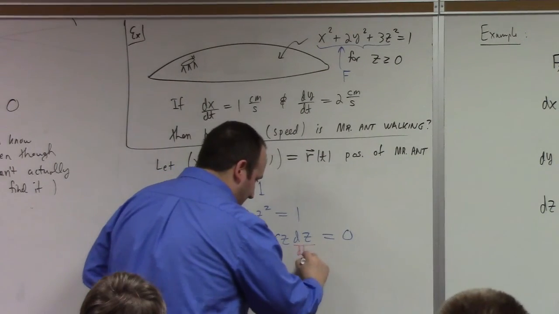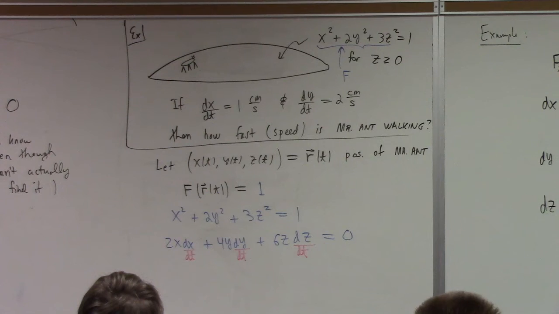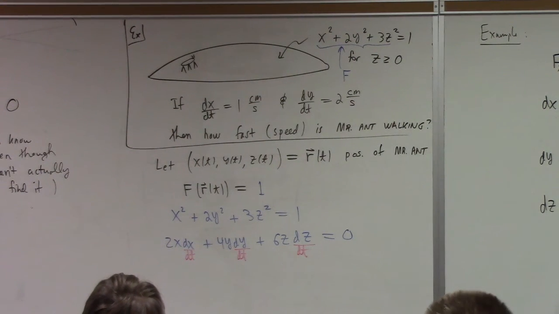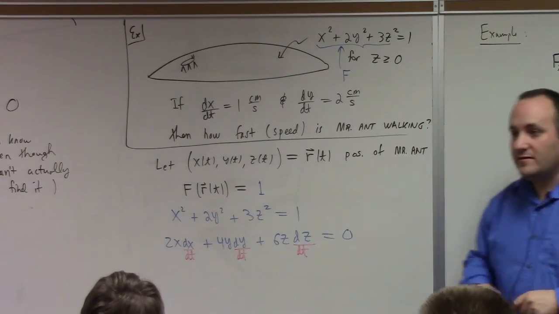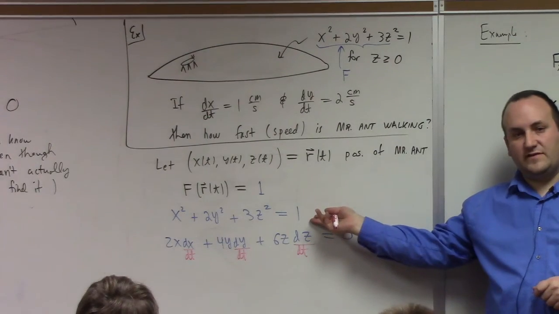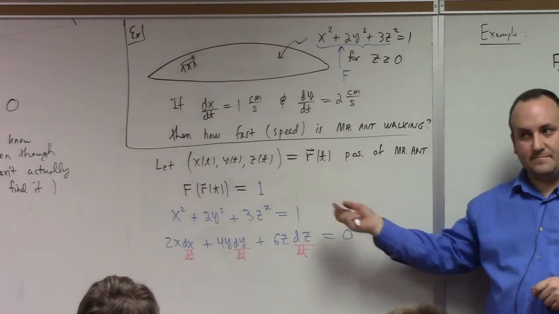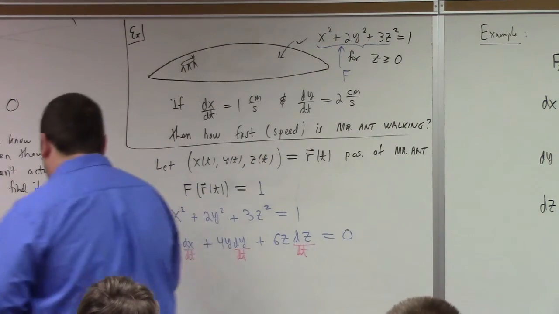in fact, that is the chain rule for a function for Mr. Ant's motion. If you compose the position of Mr. Ant with the ellipsoid equation, and then you differentiate that, the chain rule says this. But you could also just take the total differential of the equation and divide by dt. You get the same thing. This method of differentials is unreasonably effective.